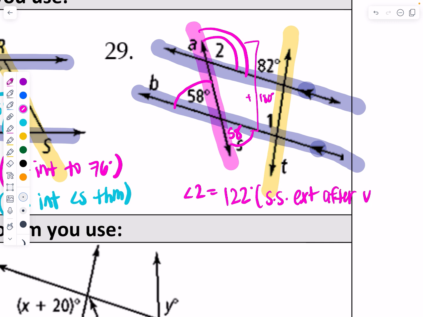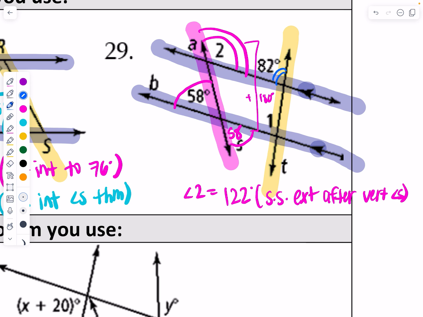After vertical angles. Multiple ways to do that problem, but we could fill in all of those pieces. The ones that are going to be acute are going to be 58. All of the other pieces are going to be 122. All right, let's do that same thing on this other problem.